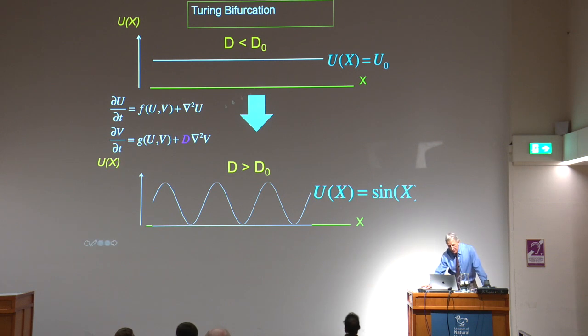And it says that for low diffusion rates, notice that the axis here is space, not time, the homogeneous equilibrium is stable. But for rapid diffusion of the inhibitor, the homogeneous equilibrium is unstable and produces a sinusoidal spatial pattern.